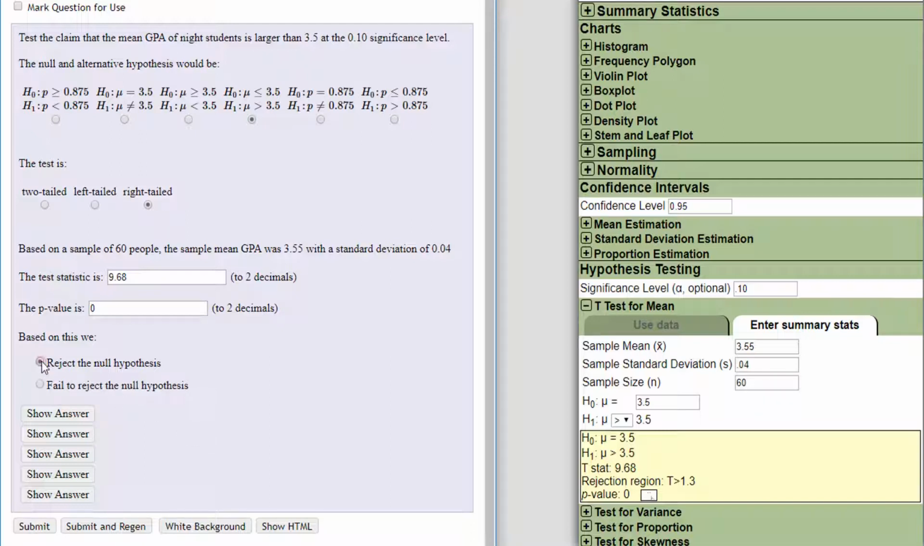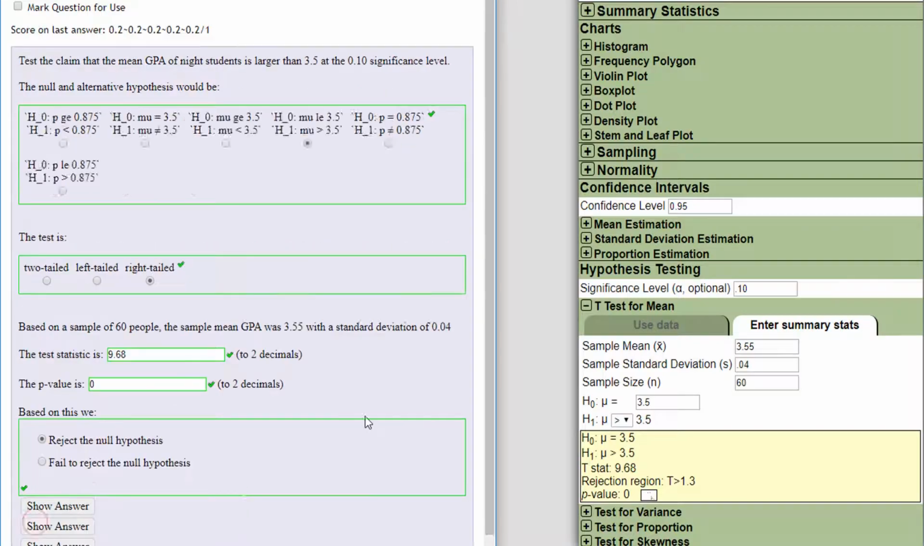This is a clear and emphatic rejection. We reject the null hypothesis. This is very strong evidence at the 0.10 significance level that the mean GPA is greater than 3.5 in this population. Let's just double check and see everything.